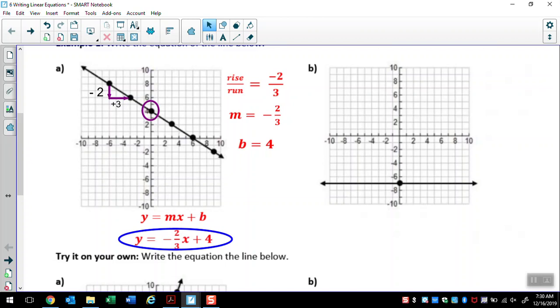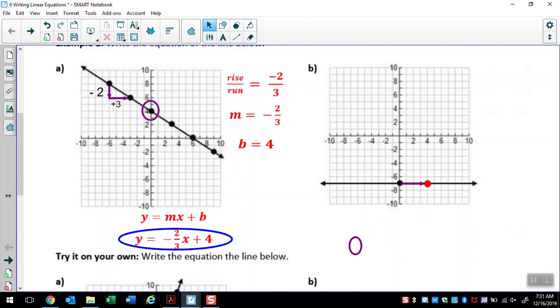All right, so this one's a horizontal line. So we need to pick a couple points to find our rise over run. So I've got a point here, and now I'm going to pick one more point. I'm just going to put a point right there. Okay, so to get from here to here, how far do I rise? Well, I don't. There is no rise. Right? There's no going up. There's only a run.